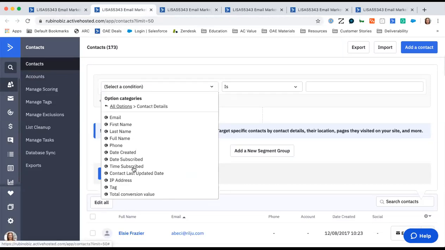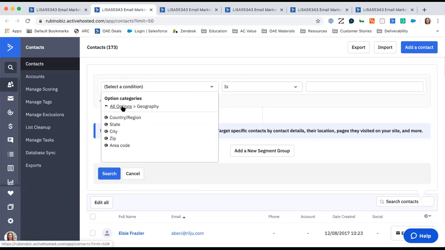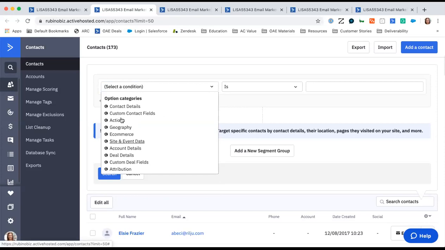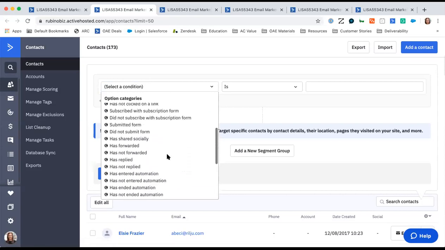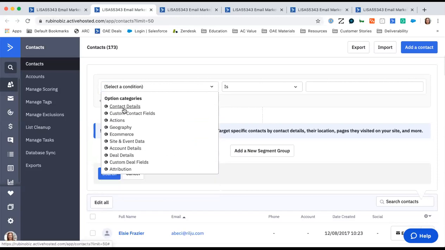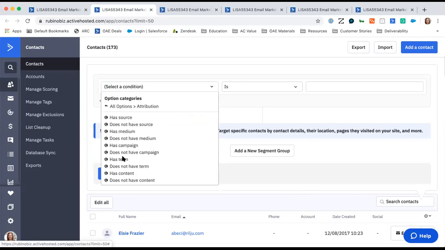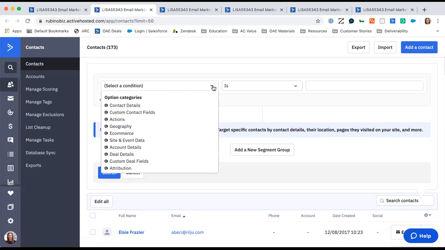And so we can search by different contact details, geography maybe. Let's see, different actions. Have they opened or not opened emails? Are they subscribed or not subscribed? What is their engagement with you? And we can even search by lead source and maybe where your contacts are coming from. So there's a lot of options here.